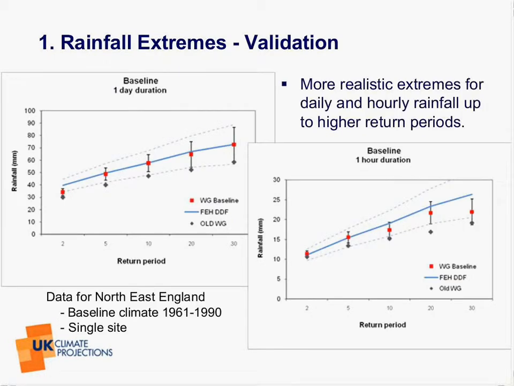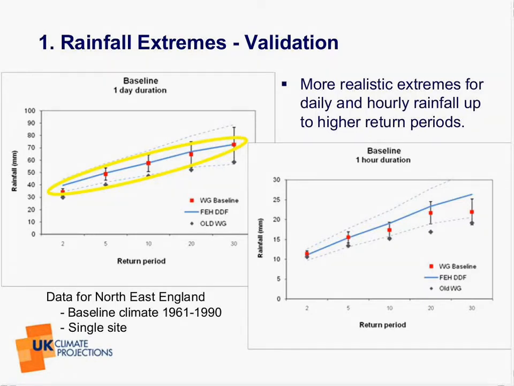So these graphs show the comparisons between the weather generator rainfall estimate and the flood estimation handbook depth duration frequency model estimate. The graph on the left is the daily resolution, and on the right is the hourly resolution. The weather generator team has chosen a site in North East England to illustrate these results. As you can see here, there was previously an underestimation of up to 50% found in the 30-year return period.